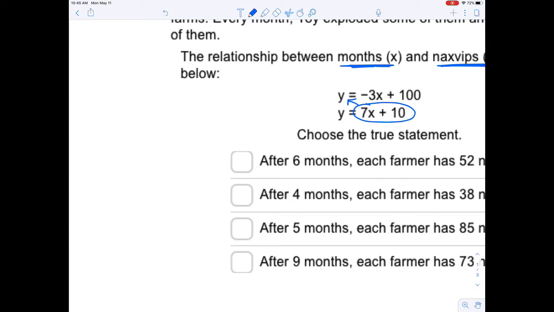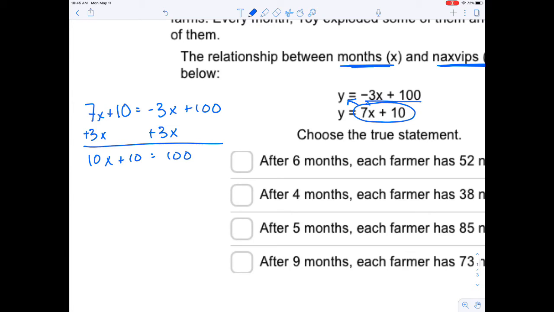Take that 7x plus 10 and put it in place of the upper left-hand corner y, and then write the rest of the upper equation, minus 3x plus 100. Now I'm going to go ahead and solve this. I'm going to get rid of the smaller variable from both sides. I'm going to get rid of my constant. I'm going to divide to get rid of my coefficient.